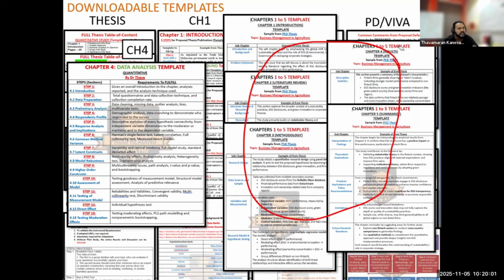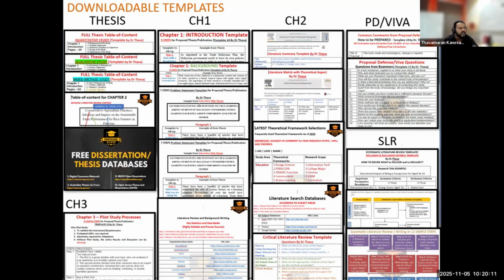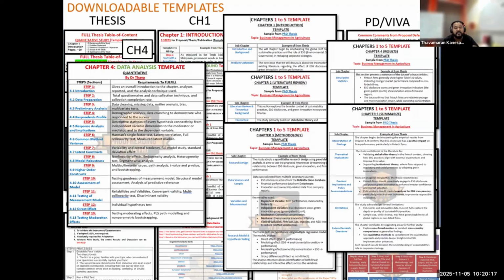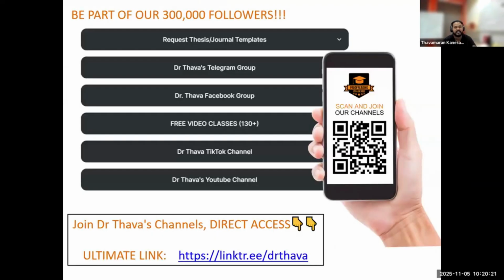The chapters 1 to 5 templates are like the satellite view, the overall structure required. Then the templates at the back are more detailed, more zoomed in. All of this can be downloaded from my Telegram group for free. This is the link to my Telegram.